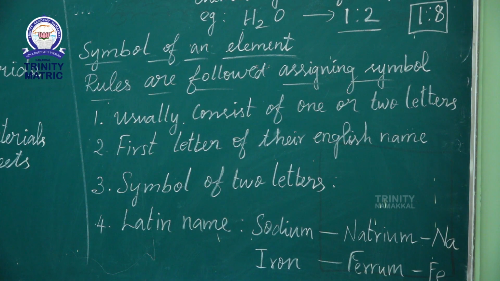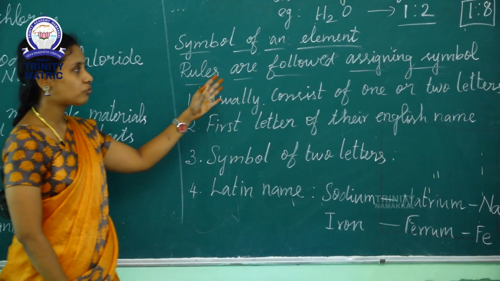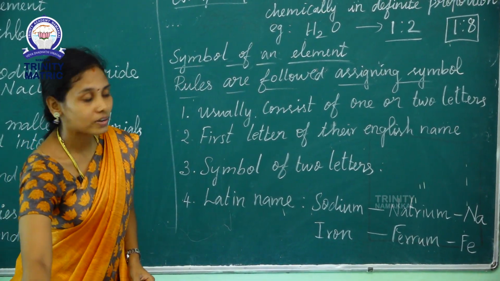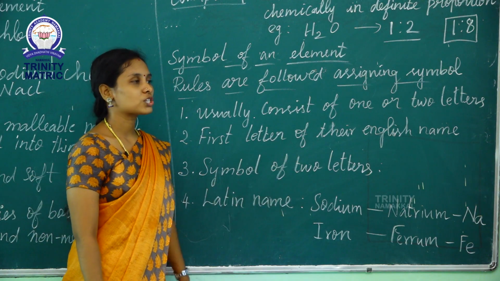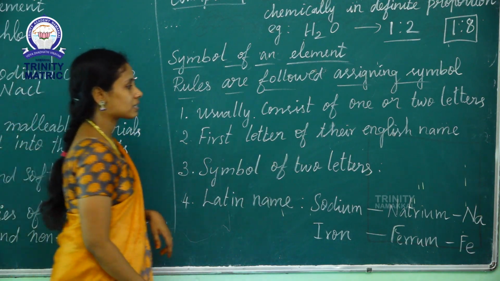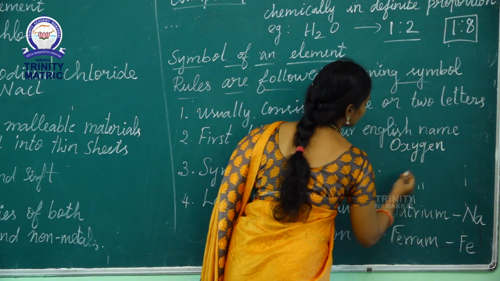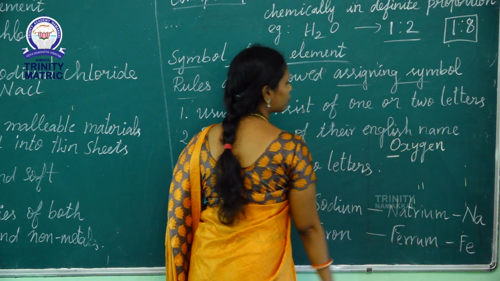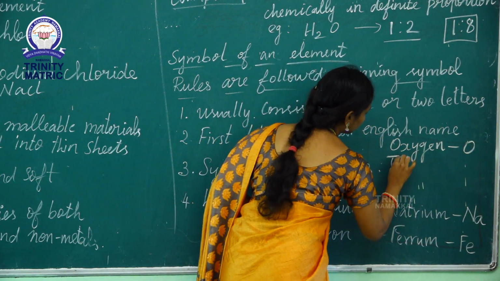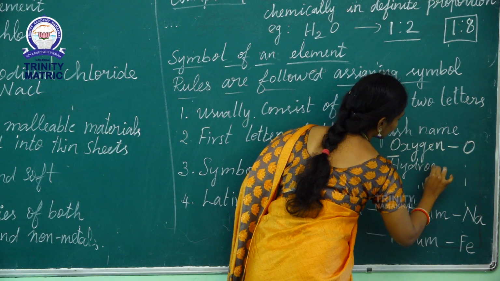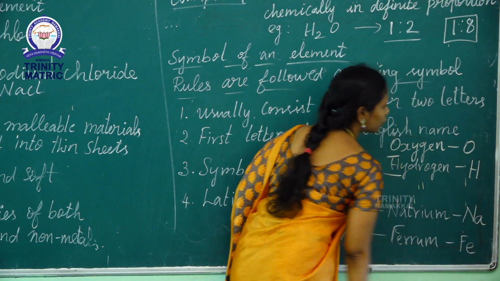Next, some rules are followed in assigning symbols. First rule, symbols usually consist of 1 or 2 letters. Next, the first letter of their English name. For example, oxygen: the symbol is O, the first letter of oxygen. And then hydrogen: the first letter of hydrogen is H, so we can write H as the symbol of hydrogen.